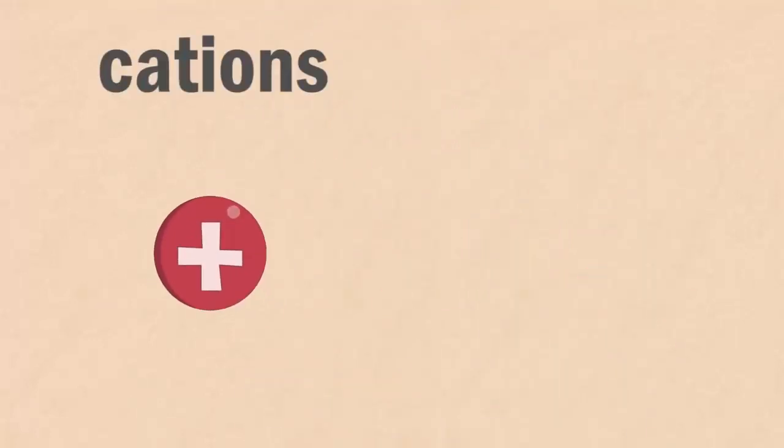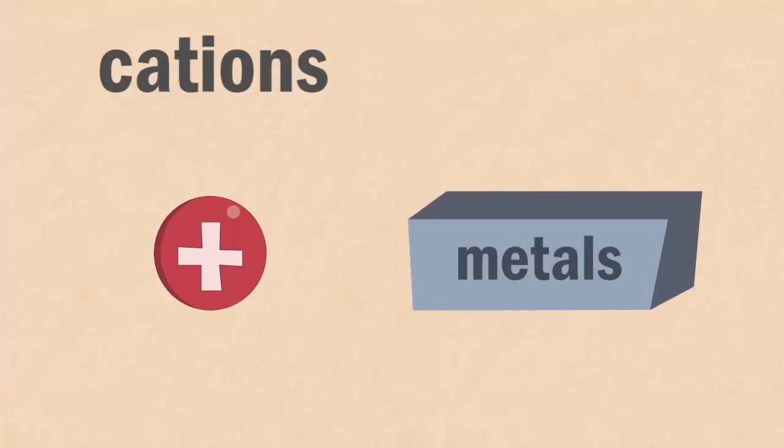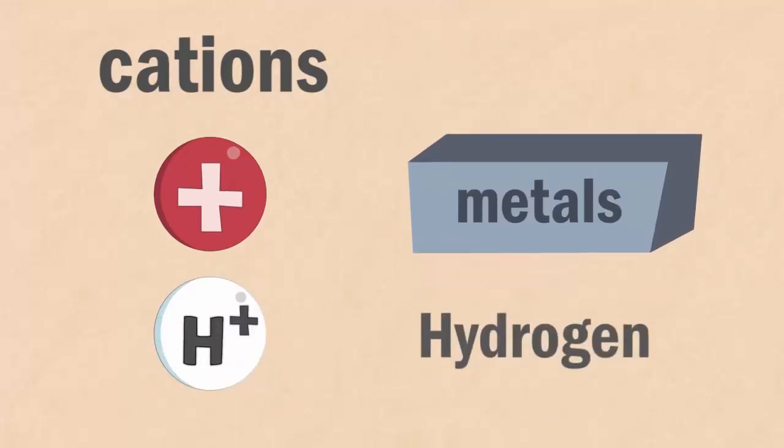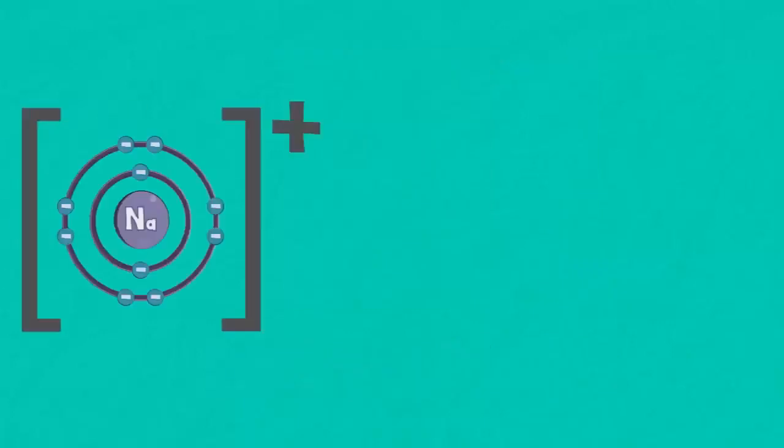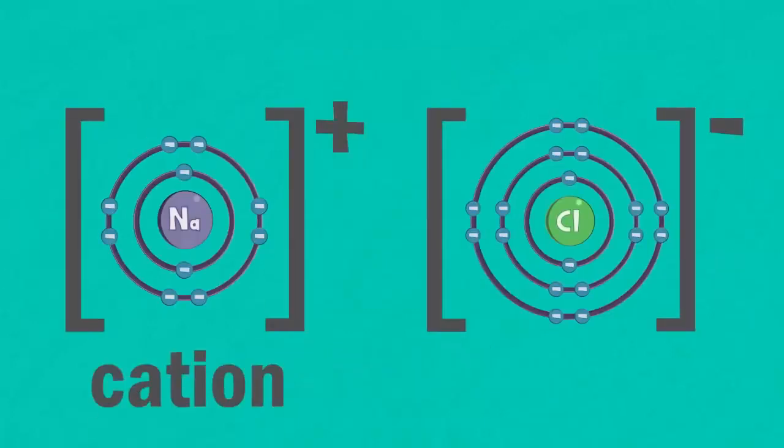In our examples here, the cations or positive ions are all metals, but it's worth noting that hydrogen can also be a cation in an ionic compound. Now, we're going to look at molten sodium chloride. The ions are a sodium cation and a chloride anion.